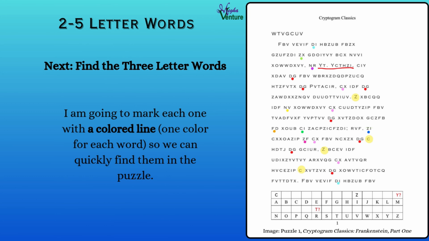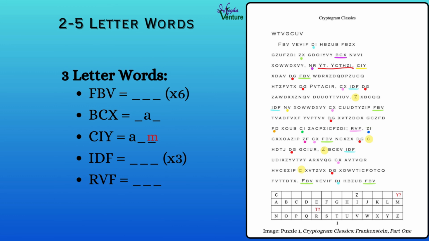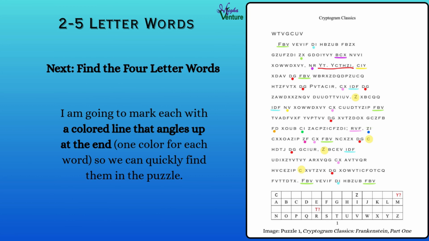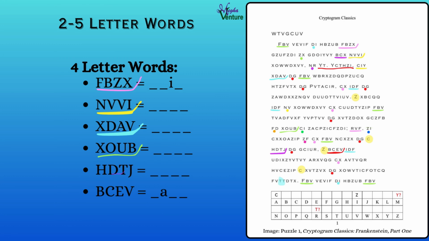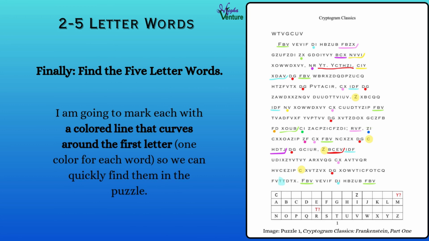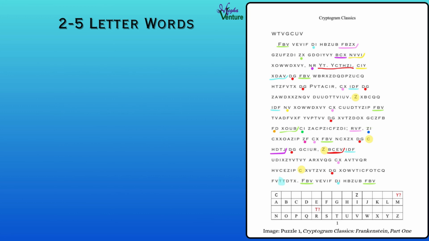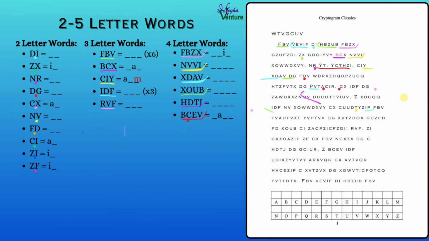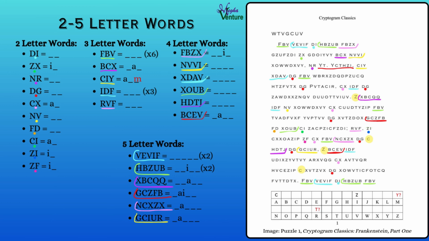Now, let's find the 3-letter words. I will mark each with a colored line on our puzzle. These are the 5 3-letter words in our puzzle. Let's continue. Time to find the 4-letter words. I will mark them with a colored line that bends upwards at the end. These are the 6 4-letter words in the puzzle. Let's continue so we can get back to solving. The 5-letter words will be marked with a colored line that starts with a curve at the beginning. Here are the 6 5-letter words in our puzzle. Now let's bring back all the words we found and their markings. We need to see it all together.